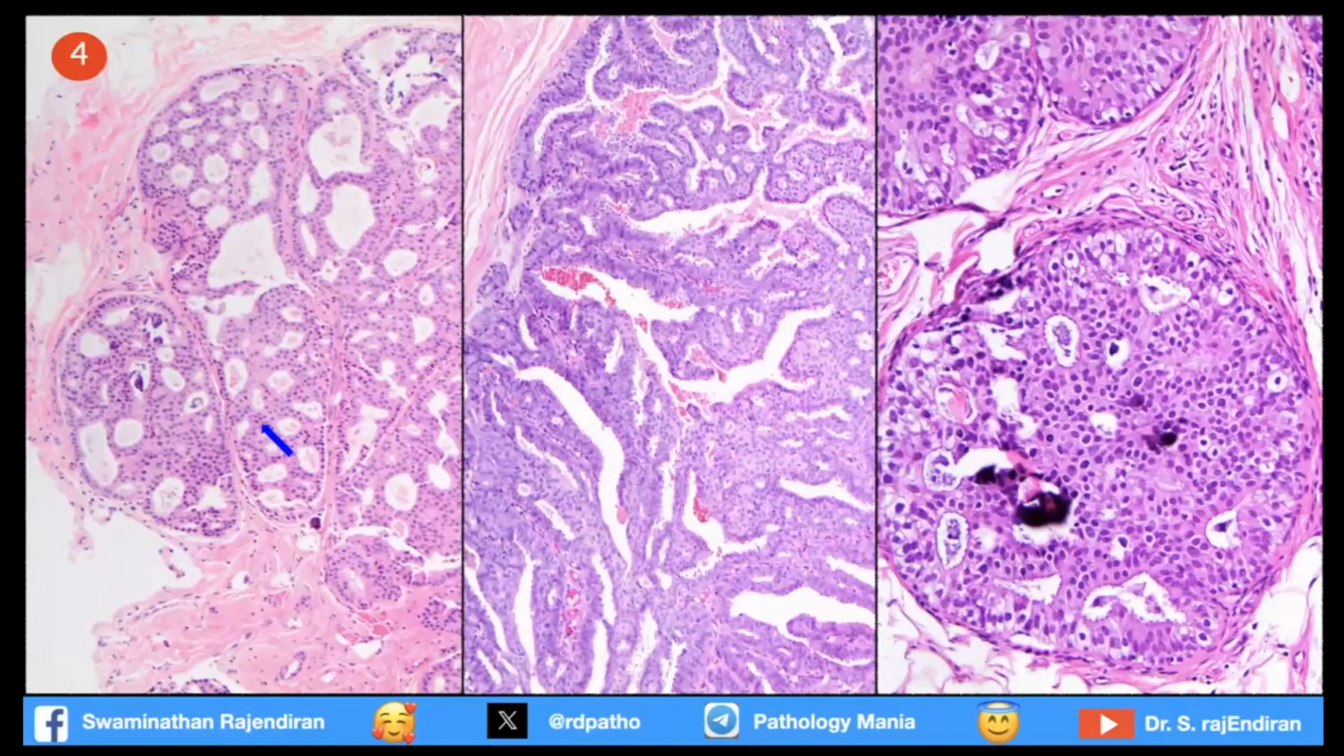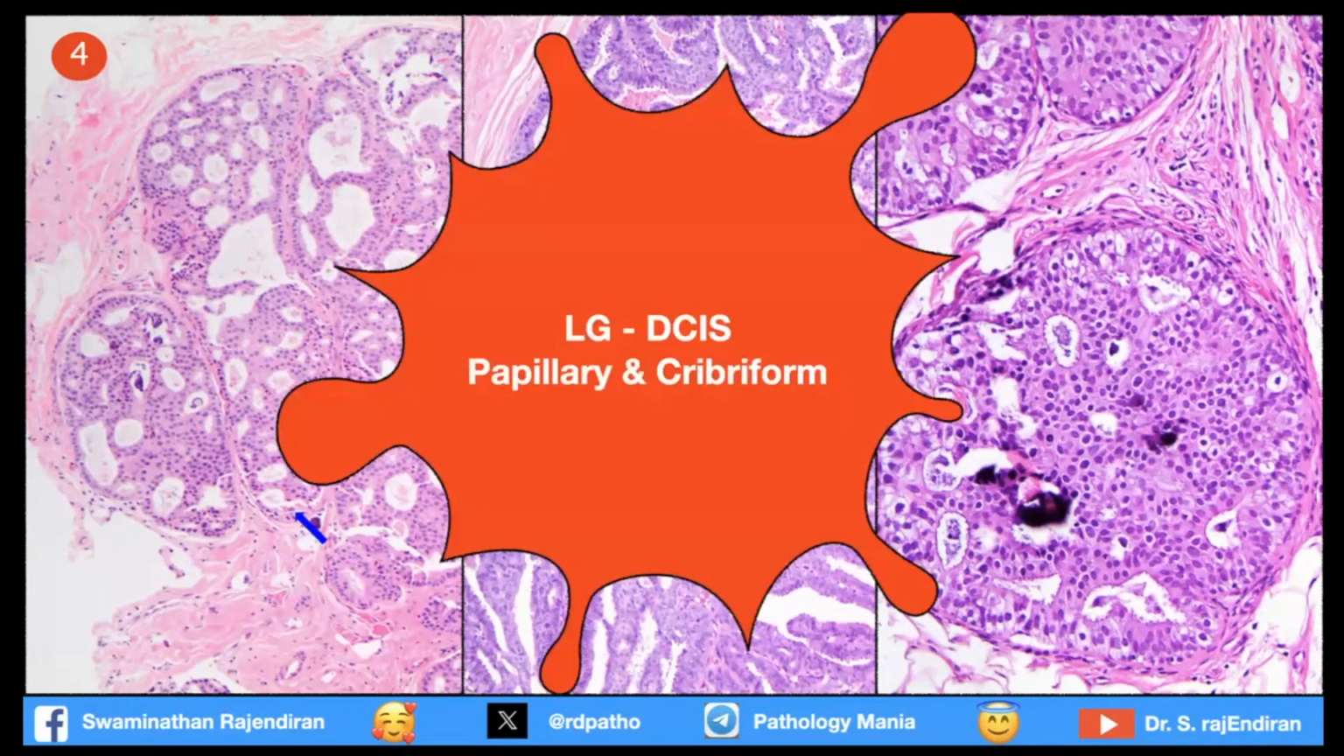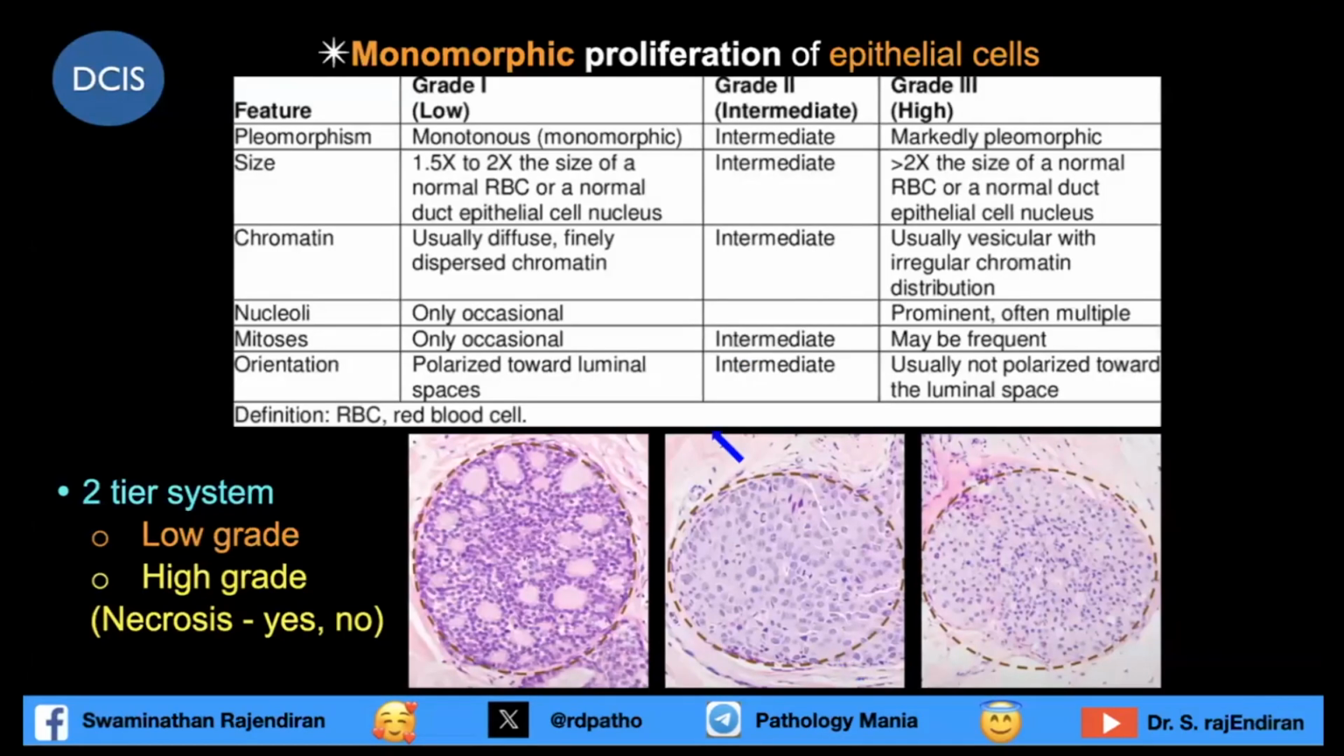So now we are coming to case number 4, where there is epithelial proliferation and microcalcifications. And this epithelial proliferation is having punched out spaces, which is nothing but a cribriform pattern. So this is a low-grade DCIS with papillary and cribriform carcinomas. You can see some papillary patterns here. And DCIS is nothing but a monomorphic proliferation of epithelial cells. There is no myoepithelial cell proliferation. The myoepithelial cells are in the periphery, and the epithelial proliferation is predominantly occupying the lesion. And the nuclei are divided into 3 grades, grade 1, grade 2, grade 3. And this is not very practically possible to differentiate.